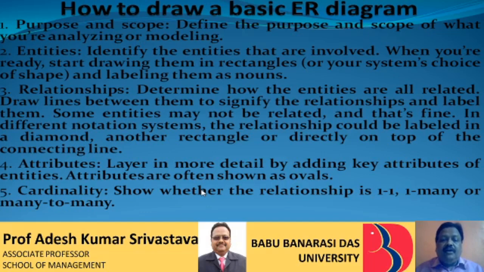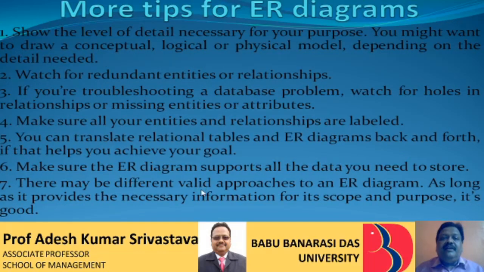Attributes are often shown as ovals, as we have well discussed all the attributes and their kinds also. Then cardinality, we have to show whether the relationship is one to one, or one to many, or many to many, or many to one. So these are the cardinalities. We had already discussed this also. So in this way we'll be preparing the ER diagram.